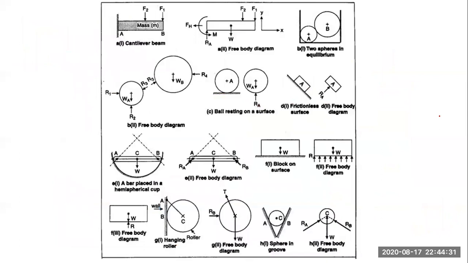These are the different types of situations where we have to draw the free body diagram for the further solving of the problem, whether to check whether the body is at all at stable equilibrium or not. Say for example, this is a vertical wall and this is a roller, or a wheel of mass m, which is supported or hanged from point A. How to do the free body diagram?